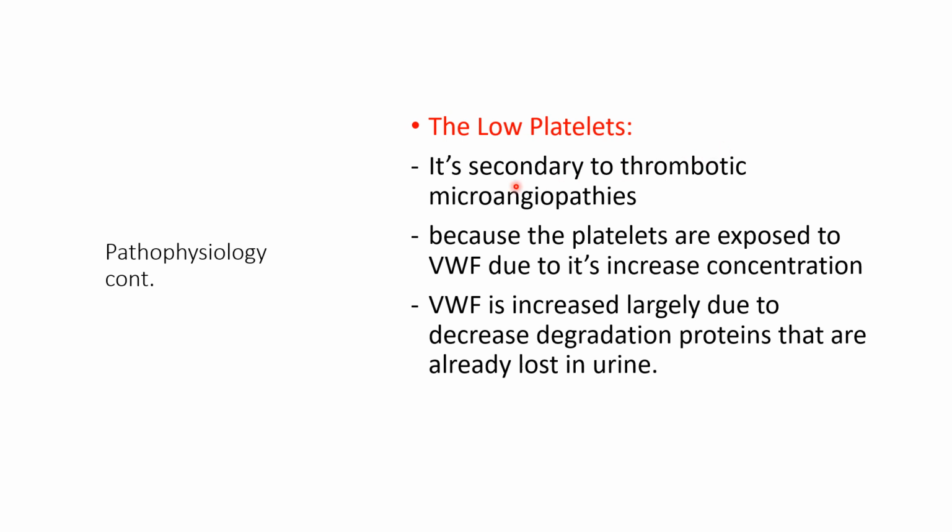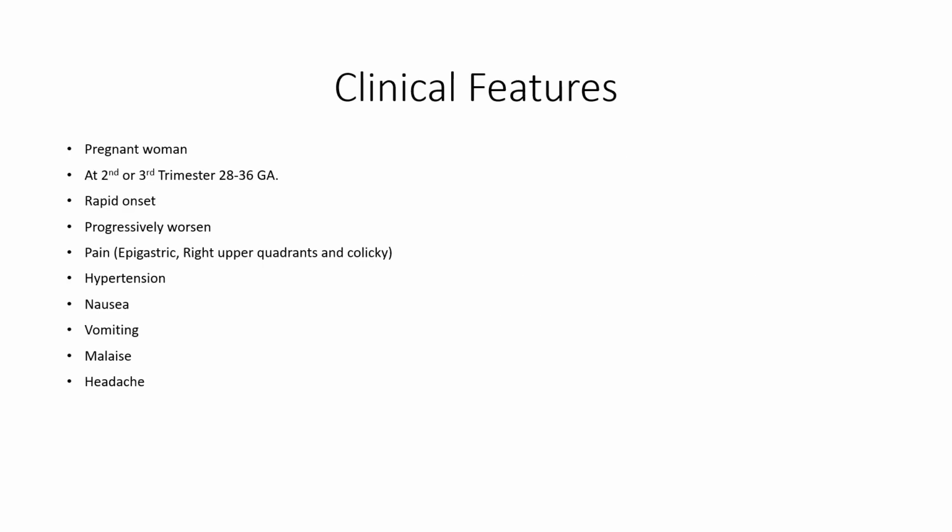Now the low platelets. It is secondary to thrombotic microangiopathies because the platelets are exposed to von Willebrand factor due to its increased concentration. Von Willebrand factor is increased largely due to decreased degradation proteins that are already lost in the urine. Now, the clinical features of HELLP syndrome. First thing first, the woman will be pregnant, okay? And she will be at the second or third trimester. Then the onset will be pretty rapid, and it's going to worsen progressively.